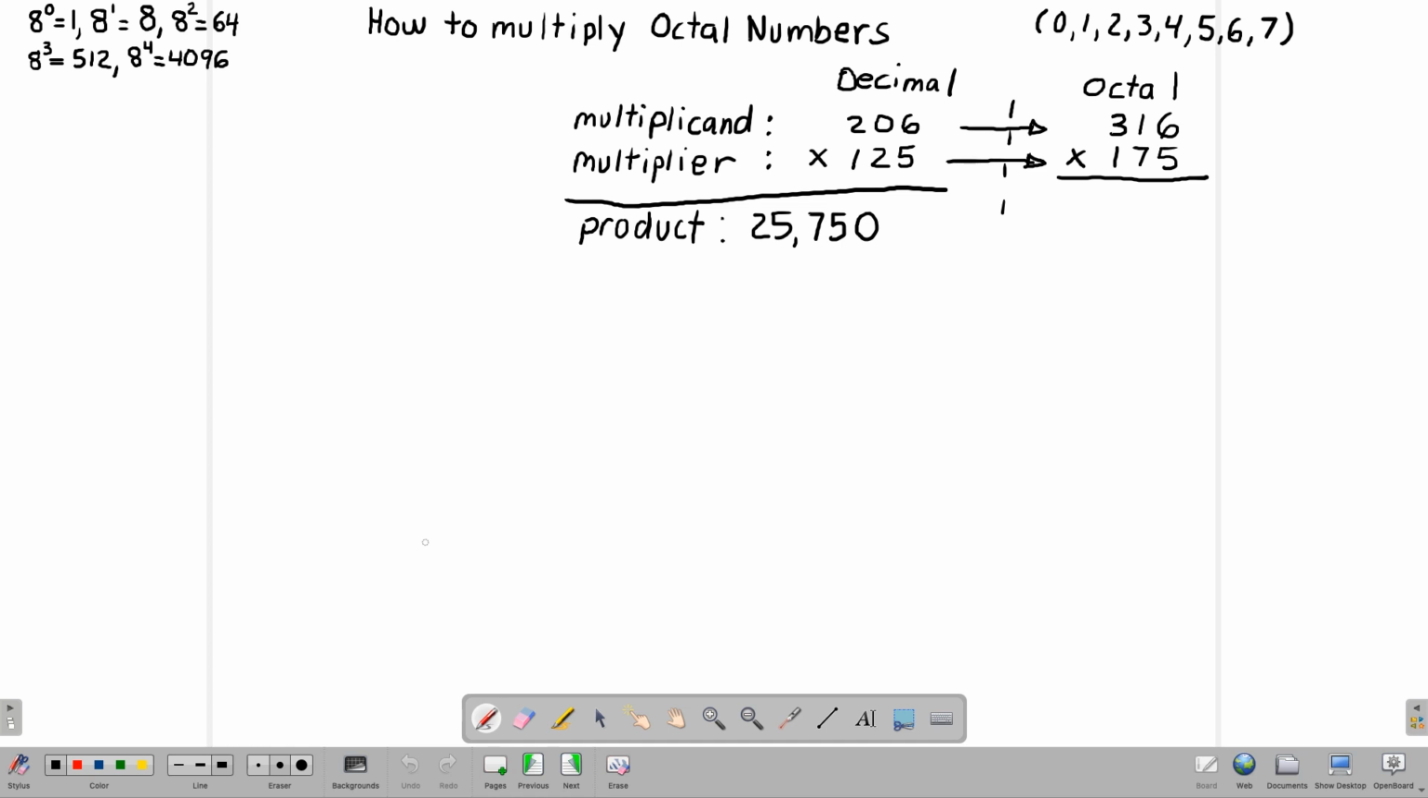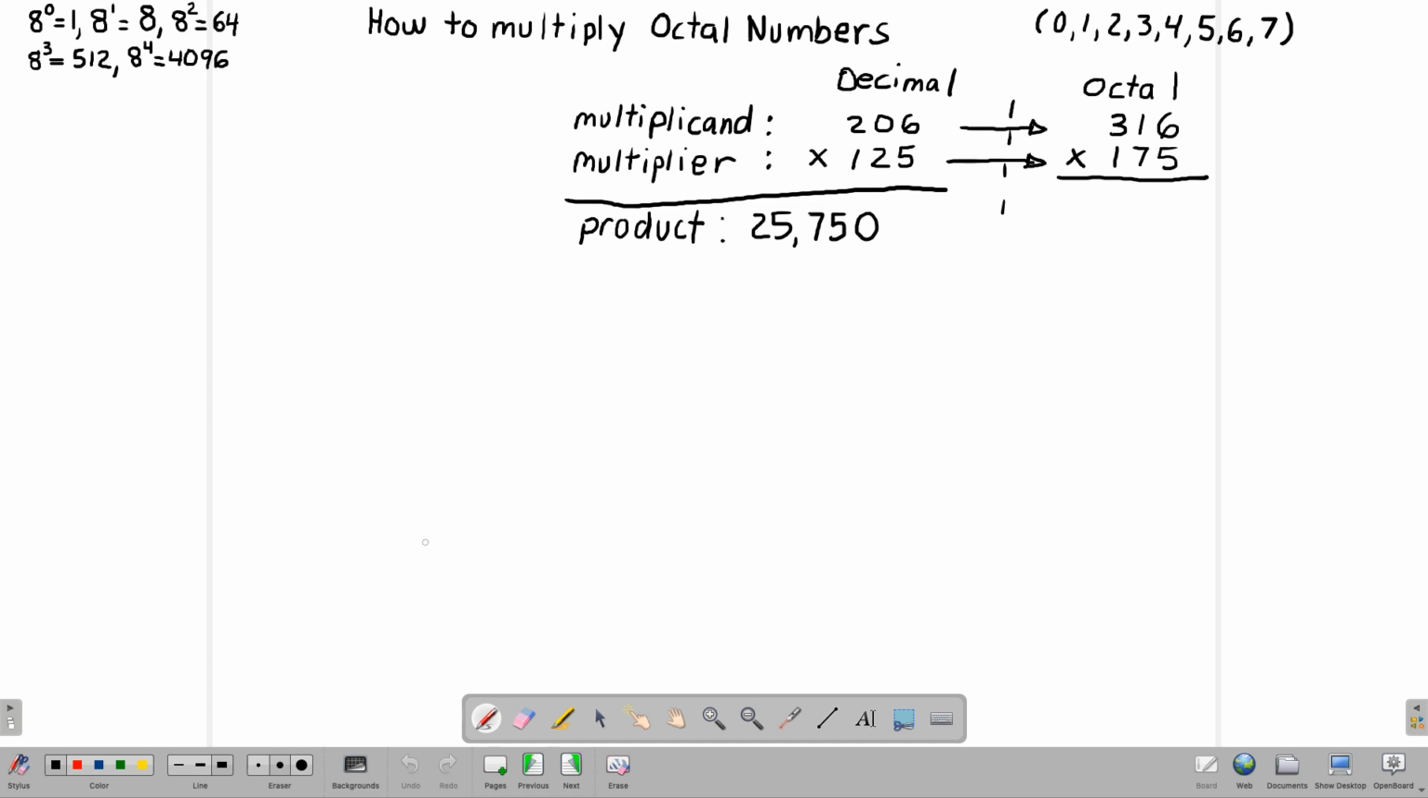Towards the right, we have the octal representation. For the value 206, its octal representation is 316. For the value 125, its octal representation is 175.